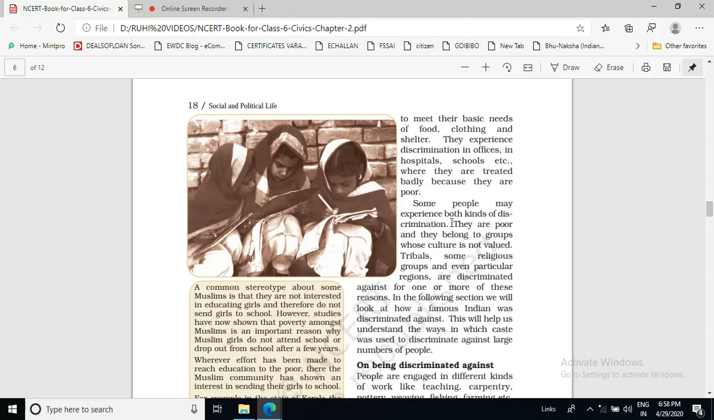There is a difference between religion and region, don't confuse them. Okay, religion matlab kya hua, dharma, something which is related to god and goddesses and worship and all these things. Jo hamara dharma hota hai, Hindu, Muslim, Sikh, Isai, these are different religions.